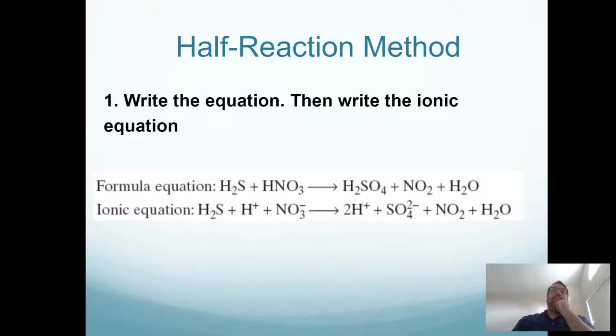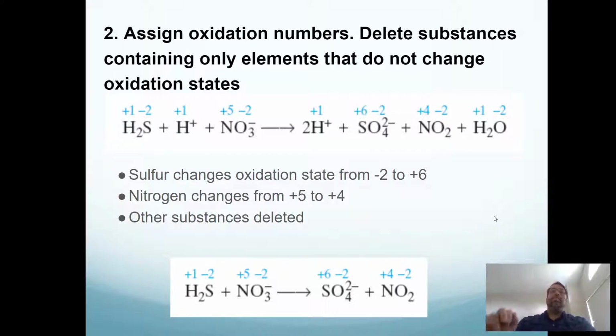I'm going to show you guys a more formalized version right here. This here is writing out the half equations, or writing out the equations, and they've already broken it down into the ionic equations here. So we have hydrogen sulfide, hydrogen ion, nitrate ion, 2 hydrogen ions, a sulfate ion, nitrogen dioxide, and water.